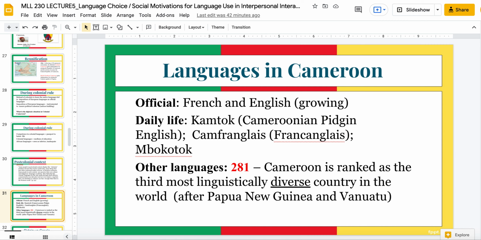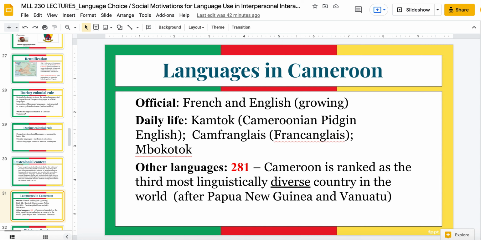So the languages in Cameroon, officially it's French and English. But as we found out last class, even if they're official languages, it often doesn't show up in everyday life. So in everyday life they might use Camtalk, which is a Cameroonian pidgin English, or they'll use franglais, which is a mixture between French and English. Or they'll use bogotok.